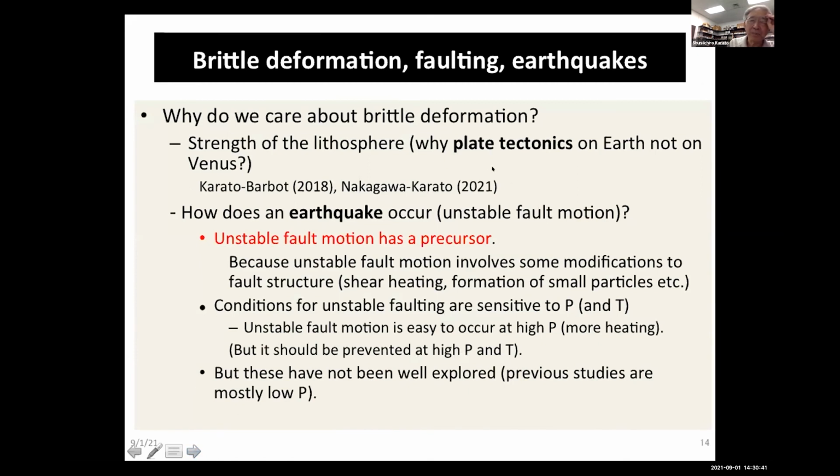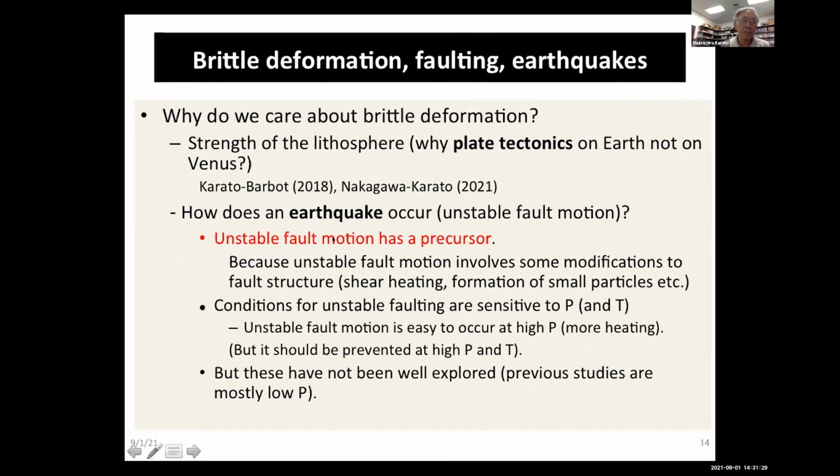Let's change the subject to brittle deformation, faulting and earthquakes. Why do we care about brittle deformation? A couple of reasons. Of course, brittle deformation is related to earthquakes, and everyone wants to understand why and how earthquakes occur. But also, the strength of rocks in the brittle regime, at least in my theory, has an important contribution to determining whether plate tectonics can occur or not. So it's a big picture mantle convection issue, but it's more of an earthquake-related issue.